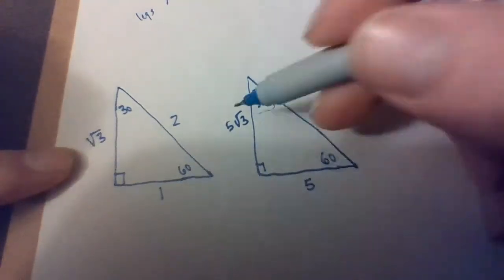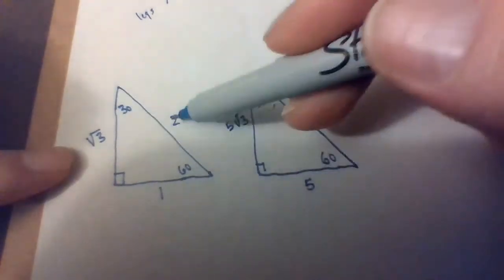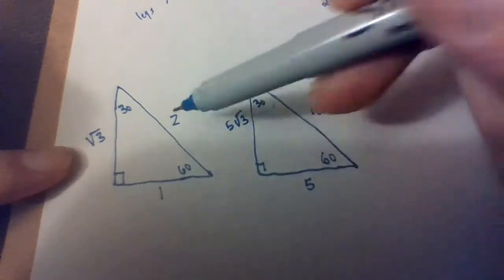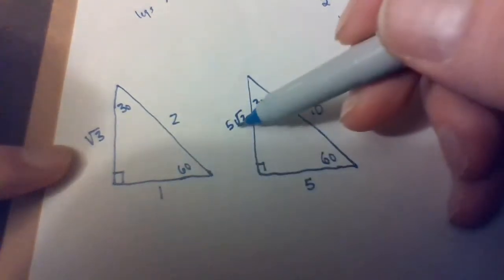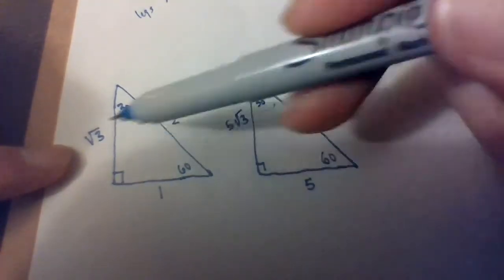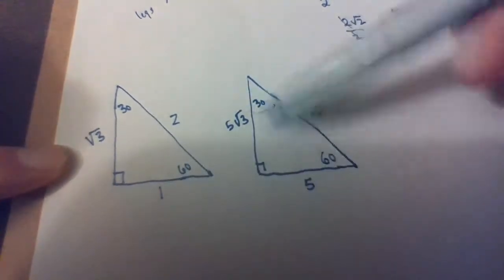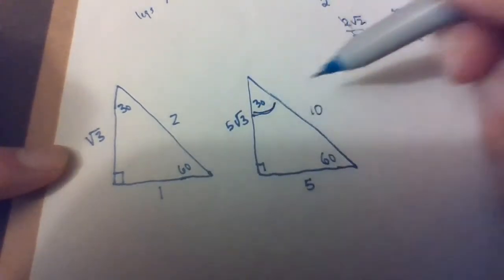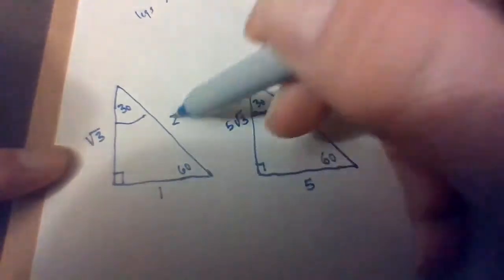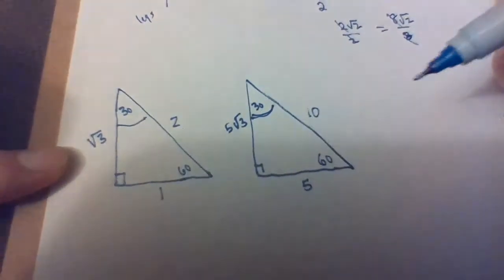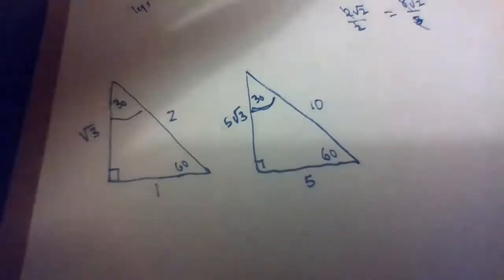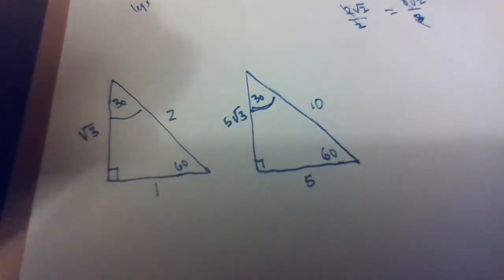The ratio of the lengths of the sides will be equal. 10 over 5 is equal to 2 over 1. 5 radical 3 over 5 is equal to radical 3 over 1. So if this is 30 degrees, the ratio of these sides will always be the same. So that's the first thing we need to get to understand.